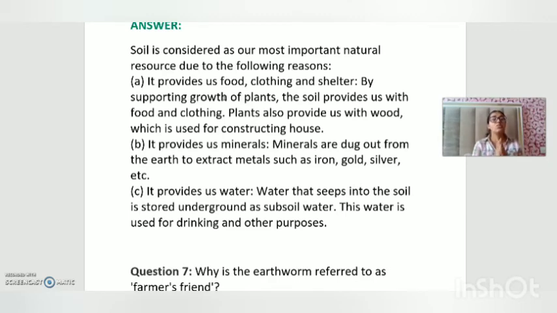Third is it provides us water. The most important thing that we get is water, right? Water that seeps into the soil is stored underground as subsoil water. This water is used for drinking and other purposes, right? So these are the three important functions of soil.